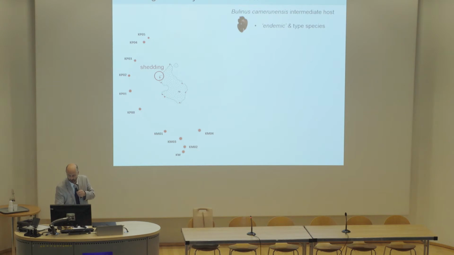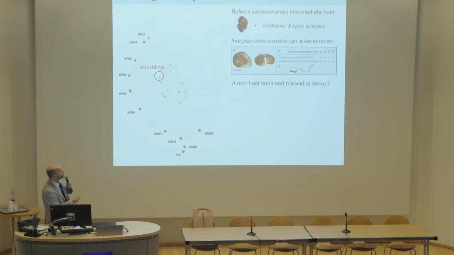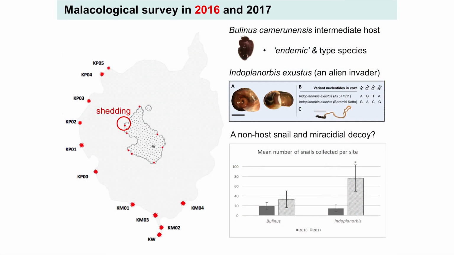We find an interesting snail, Bulinus cameroonensis, that's the transmitter. We also find another snail which has been introduced probably from Asia, Indoplanorbis, which has no role in transmission whatsoever, but we can use that as a marker snail of infections. I just want to point out, when you do the snail surveys, you can map out habitats. You can also find infected snails that are shedding cercariae.